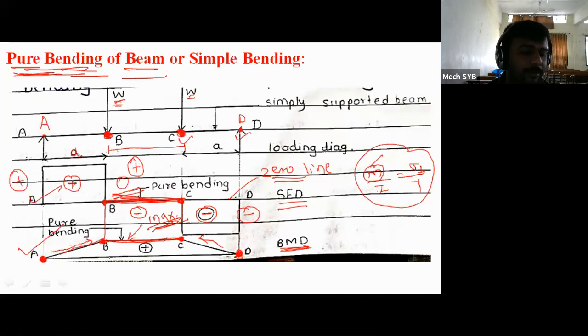When the beam is subjected to constant bending moment and no shear force at that portion, it is called pure bending.